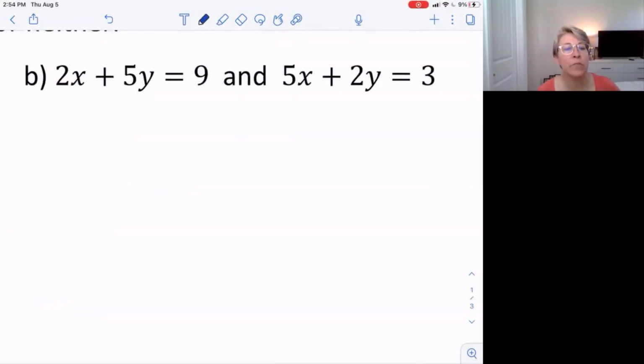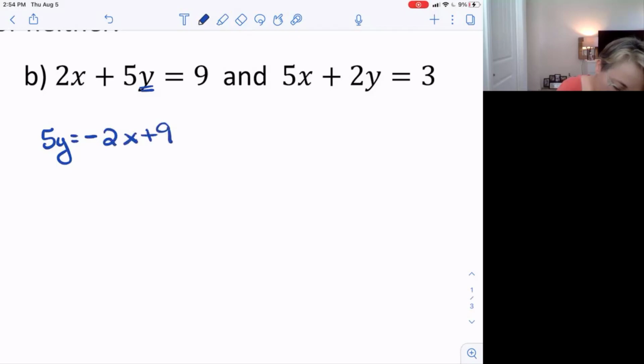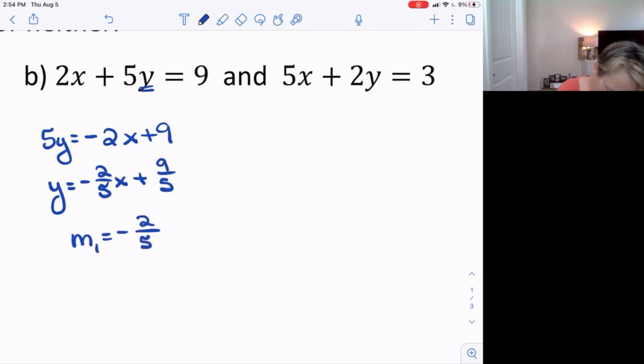Let's do the same thing for the 2 lines here in B. We're going to subtract 2x from both sides because we want to get this y by itself. So we'll get 5y equals -2x plus 9. Divide everybody by 5. We get y equals -2/5 x plus 9/5. So the slope here is -2/5.